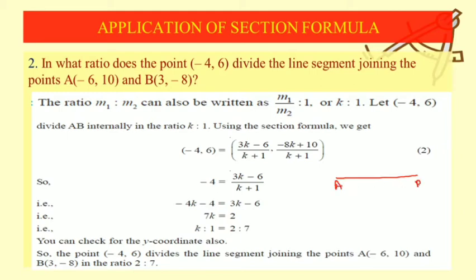Okay, the coordinates for A and B are given here. A is this, B is this. Now the point, suppose P, which we are taking, is already given here as minus 4 comma 6. Okay, this is given. Now the coordinate for A is minus 6 comma 10 and the coordinate for B is given as 3 comma minus 8. So here the coordinates of the point which is dividing it internally are given. We have to find the ratio.